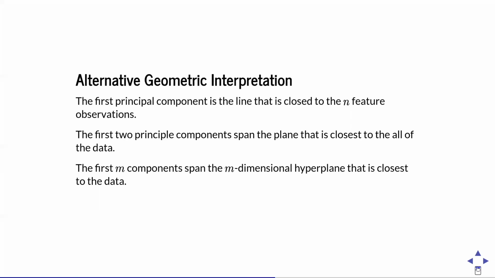So here's another geometric interpretation. The first principal component is the line that is closest to the n feature observations. That's very similar to fitting a regression line to the data.